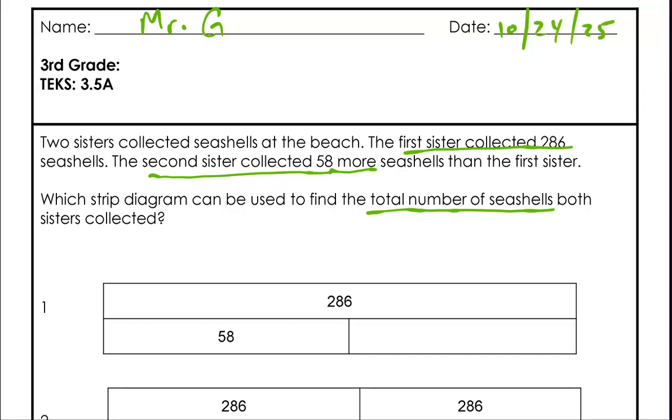Okay, total number of seashells. So do we have a total? No, we do not. Why? Right, because the question is asking us the total number of seashells. So they want to know the total. If they want to know the total, then they don't have a total.